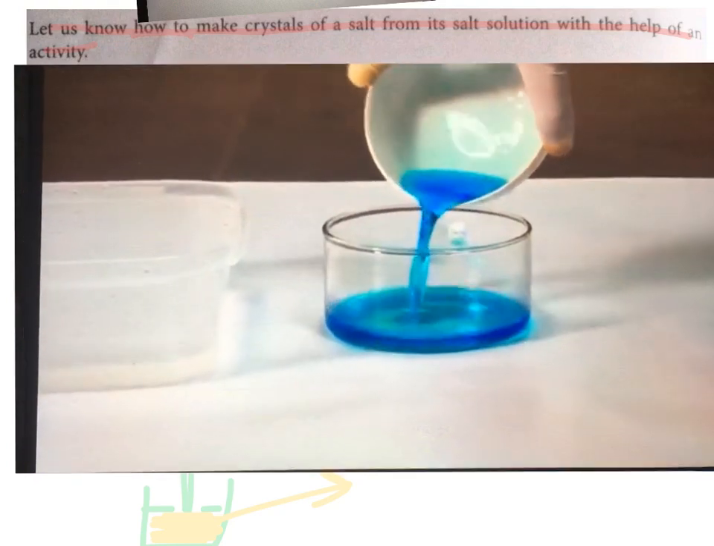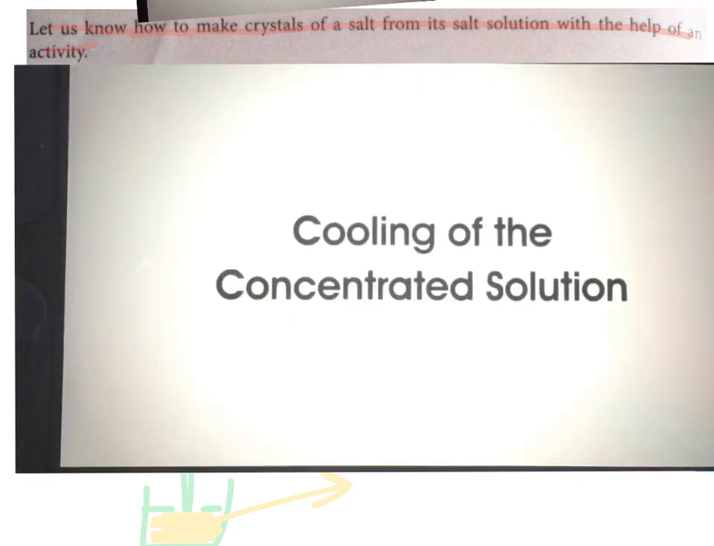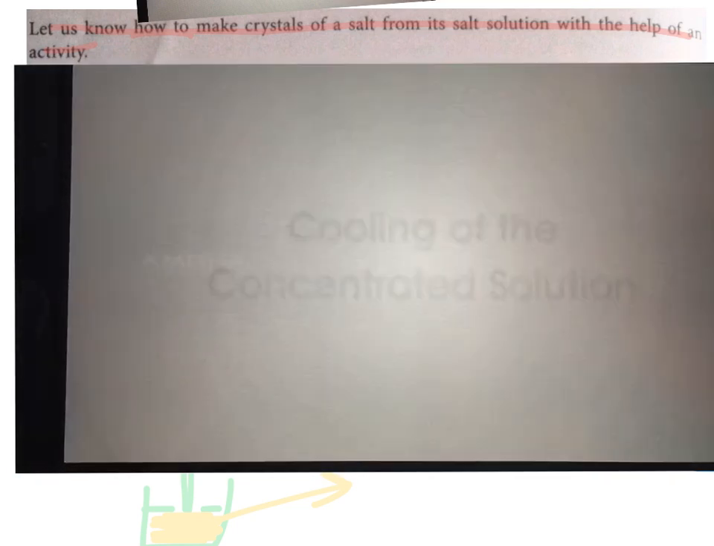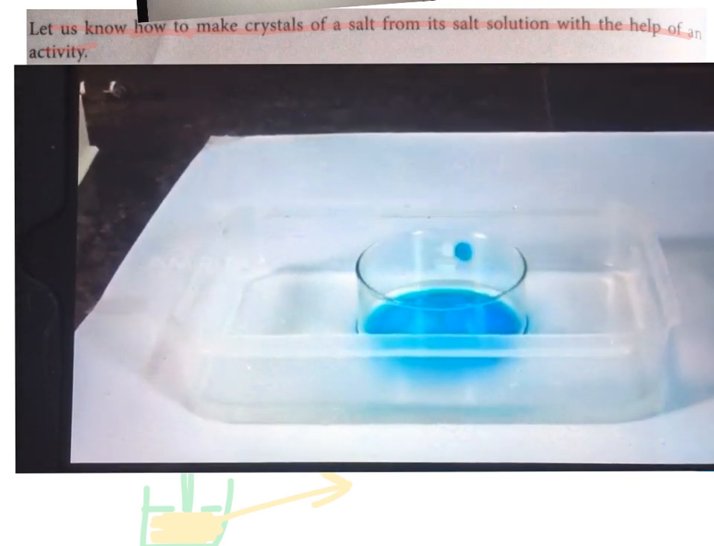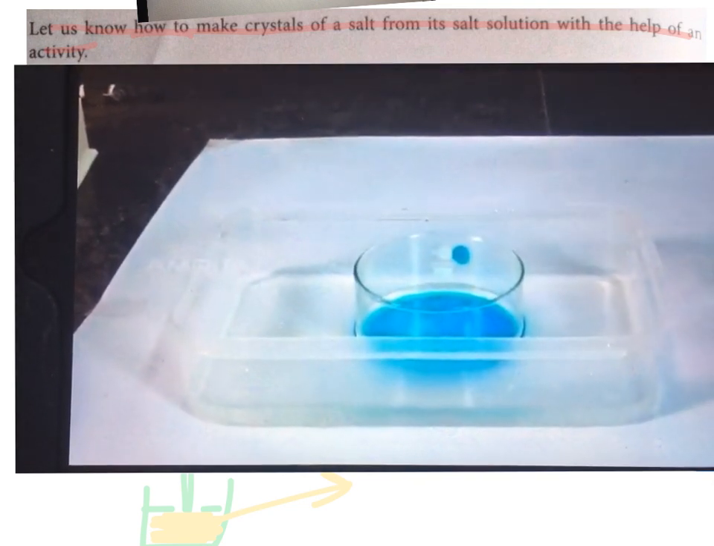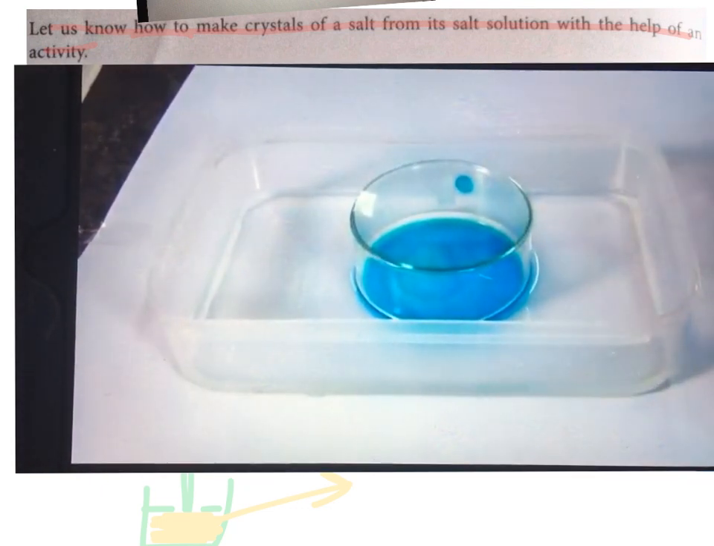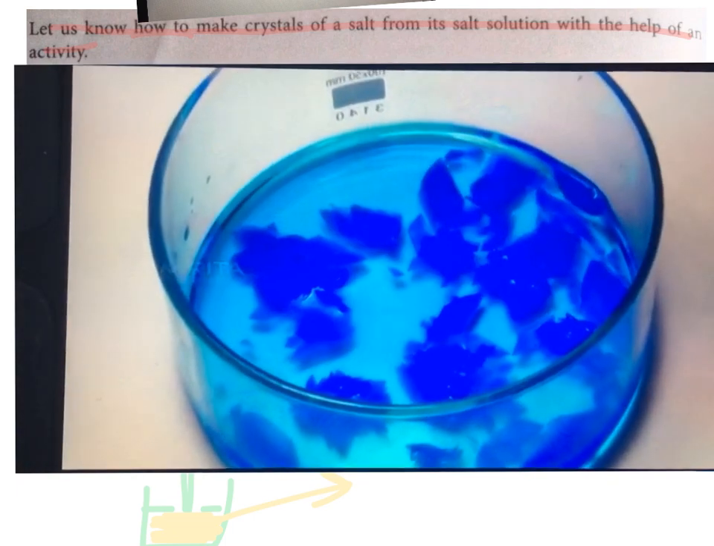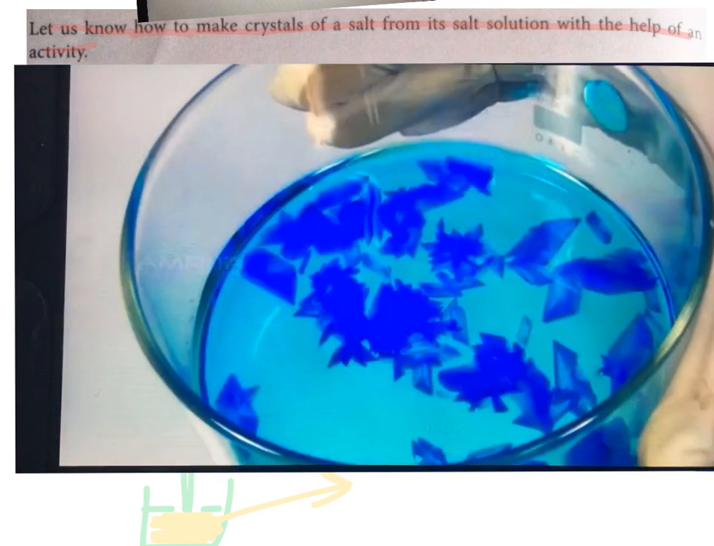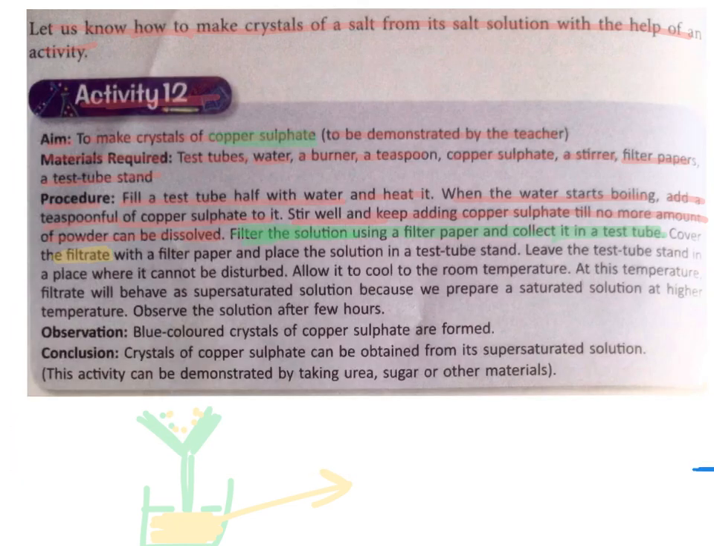Now transfer this solution to an evaporating dish. Place this dish in a water containing trough and allow it to cool down slowly. Cover it with a watch glass. As the solution cools, the crystals of copper sulfate can be seen. Children, in this activity we have taken hot water.